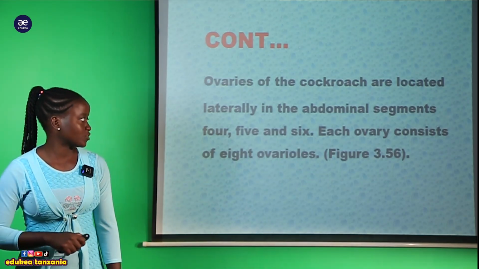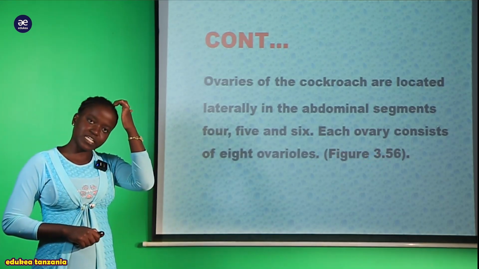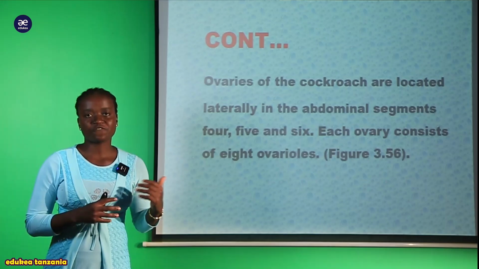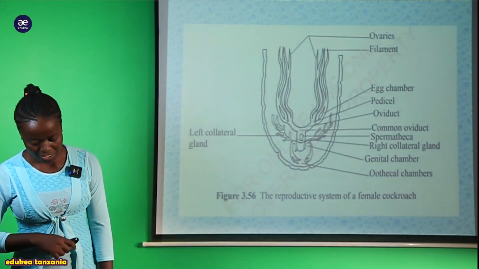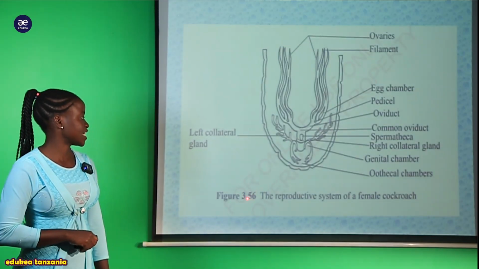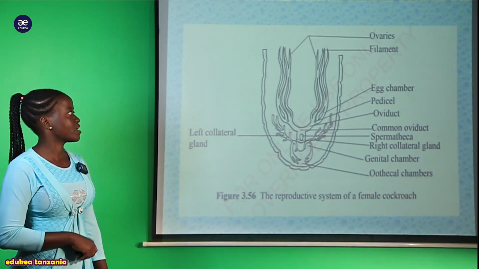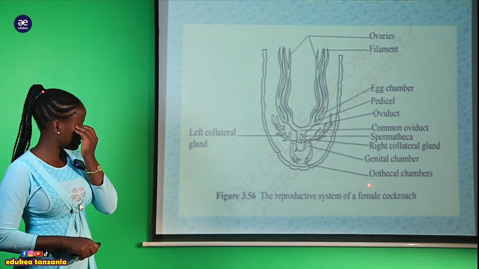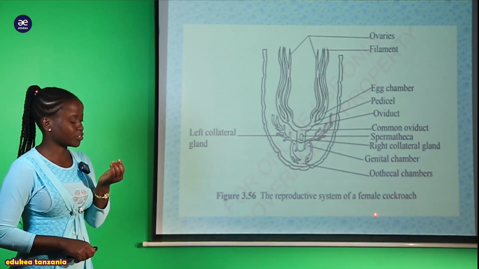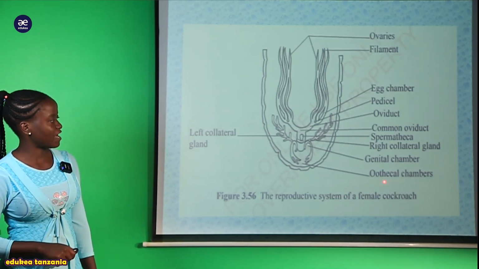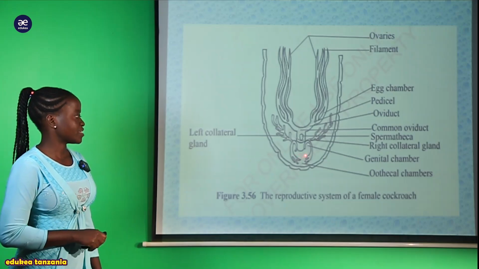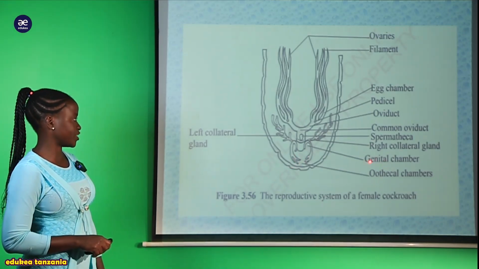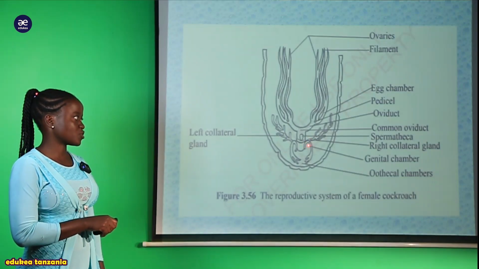And we're going later on to see figure 3.56, which explains the structure of the female reproductive system of the cockroach. So this one is figure number 3.56. As you can see, this is the female reproductive system of the female cockroach. Now you can see we have this ootheca chamber. This one is the ootheca chamber. Also this organism has the genital chamber. This one is the genital chamber.